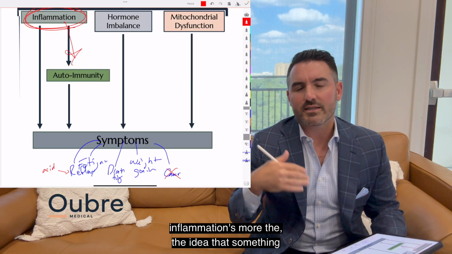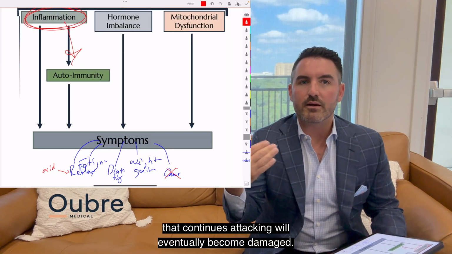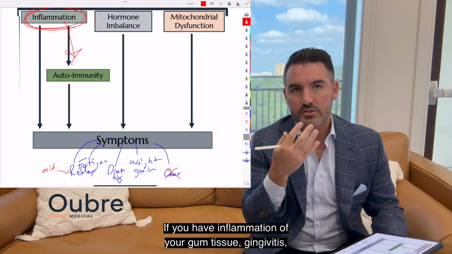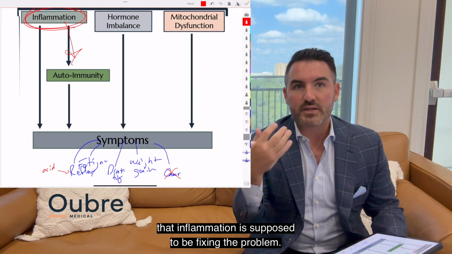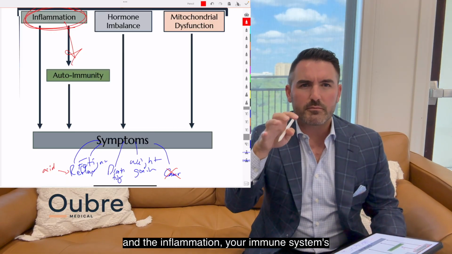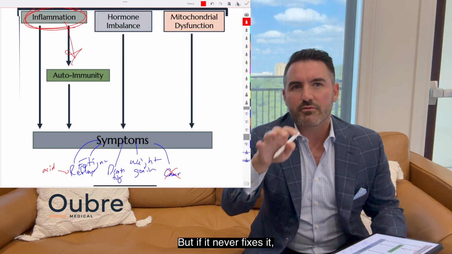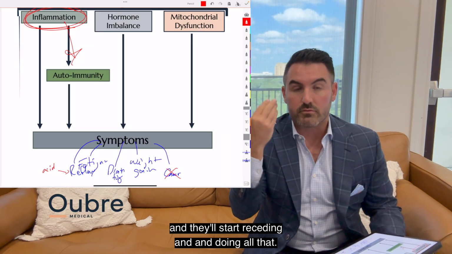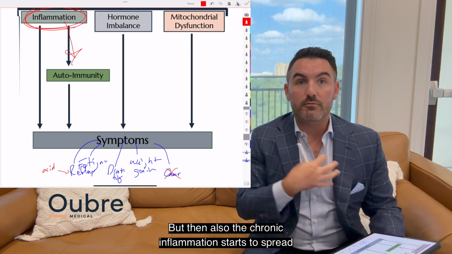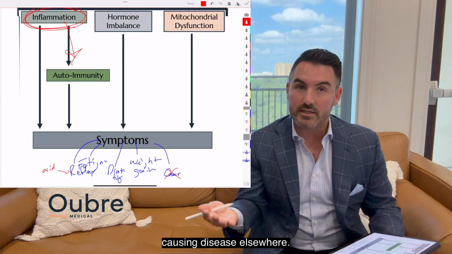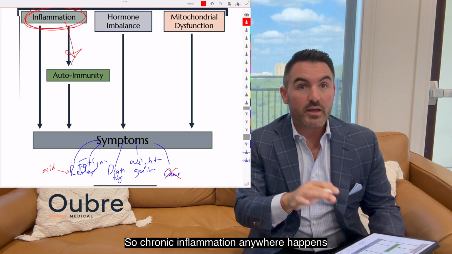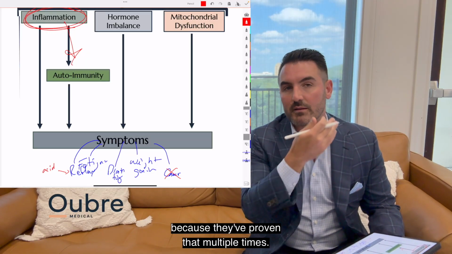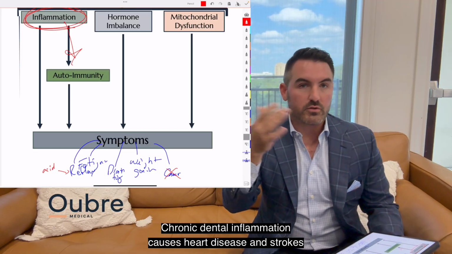Inflammation is more the idea that something that continues attacking will eventually become damaged. So use dental disease, for example. If you have inflammation of your gum tissue, gingivitis, that inflammation is supposed to be fixing the problem. You've got a bacterial overgrowth, and your immune system is trying to attack it to fix it. But if it never fixes it, that's called chronic inflammation. Chronic inflammation will eventually damage the gums, and they'll start receding. But then the chronic inflammation starts to spread to the heart and other parts of the body, causing disease elsewhere. So chronic inflammation anywhere happens to cause disease anywhere. And they've proven that. I use dental as an example because they've proven that multiple times. Chronic dental inflammation causes heart disease and strokes and all kinds of stuff.